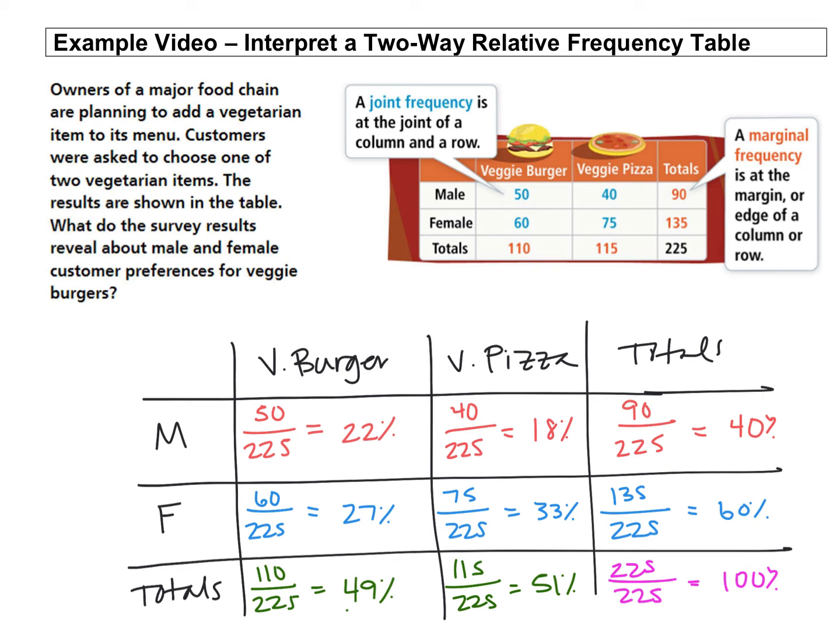So if we read this, let's just focus on the veggie burger column. We can see that 22% of the people that chose a veggie burger were male, and 27% of the people who selected veggie burgers were female. So a greater percent of females than males selected veggie burgers. So we're just able to do comparisons with percentages versus number of people.